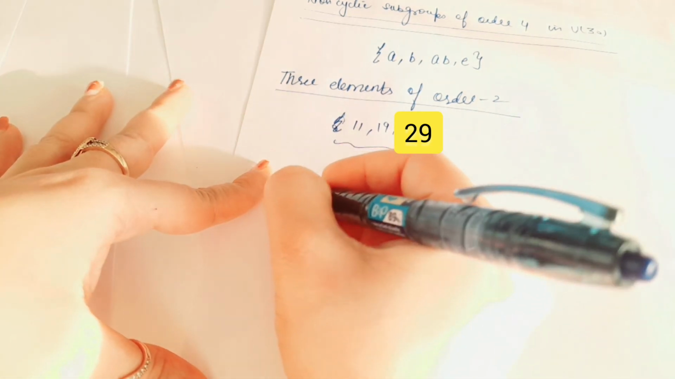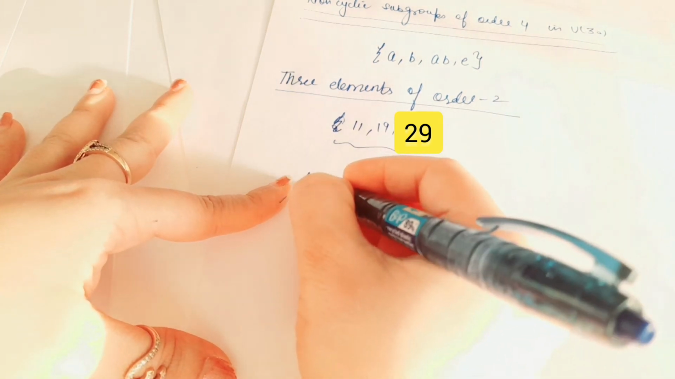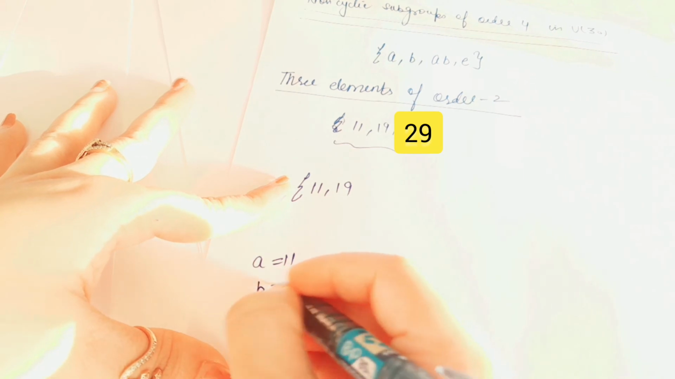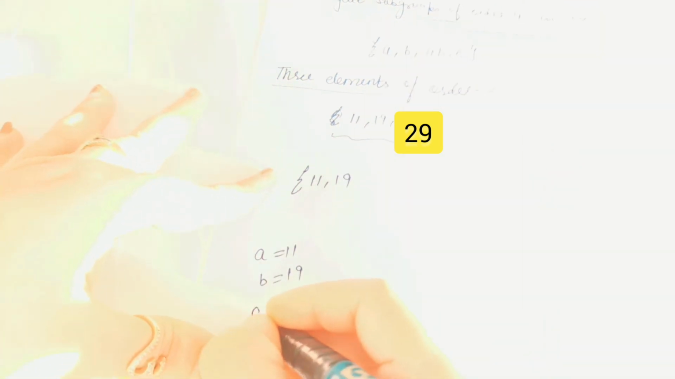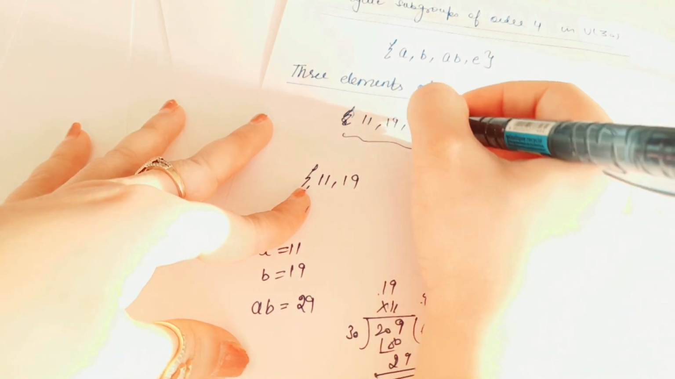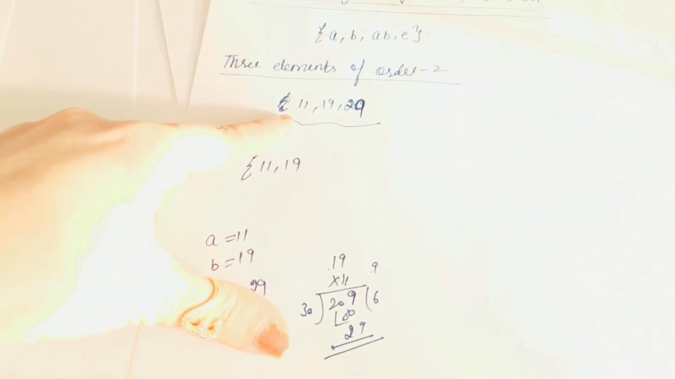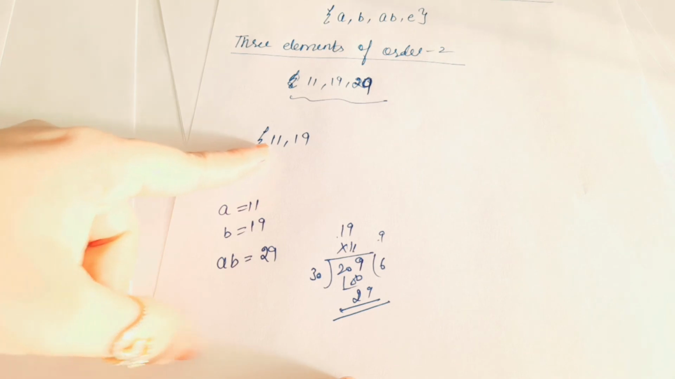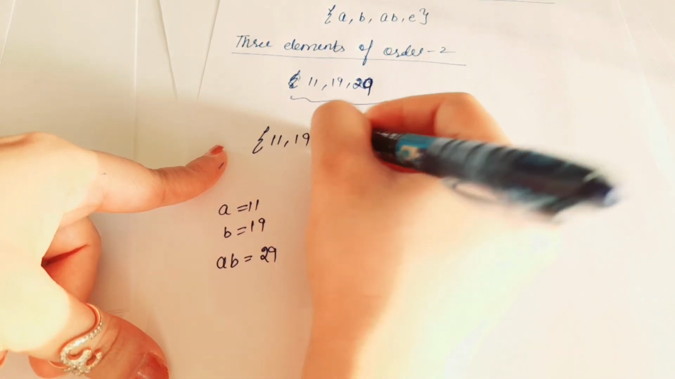So now we will make a subgroup. Suppose we take A equal to 11 and B equal to 19. Then AB, if you calculate, multiply 19 by 11: 11 nines are 99, 99 plus 110 is 209, then divide by 30. 6 times 30 is 180, so you got 29. Elements of order 2 are 11, 19 and 29. So 11, 19 and AB is 29, and next is the identity.